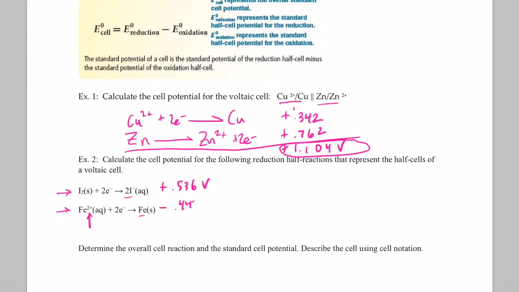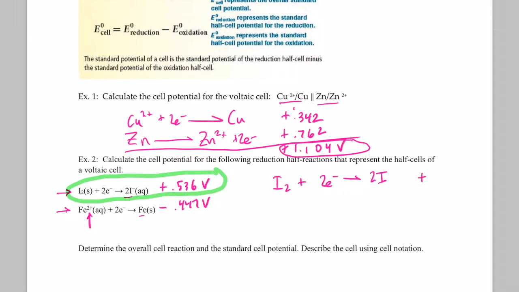Negative 0.447 volts. Now in a redox reaction, one thing is oxidized and one thing is reduced. We can't have both of them being reduced. So we have to decide which one is reduced and which one is oxidized. So the one that's reduced should be obvious. It's the one with the higher reduction potential. So let's go ahead and write that down as my reduction reaction. I2 plus 2 electrons becomes 2 I negatives. The potential of that reaction happening, as we saw, is a positive 0.536 volts.